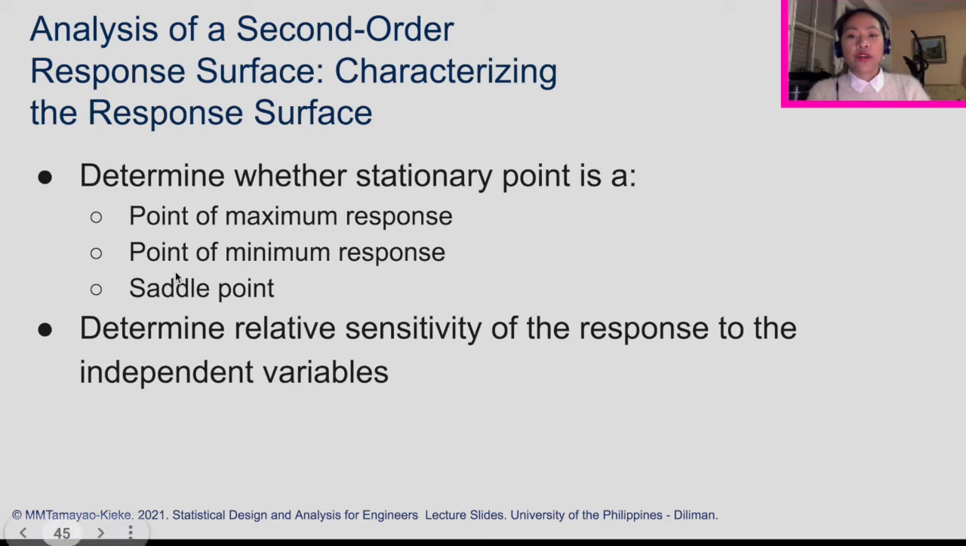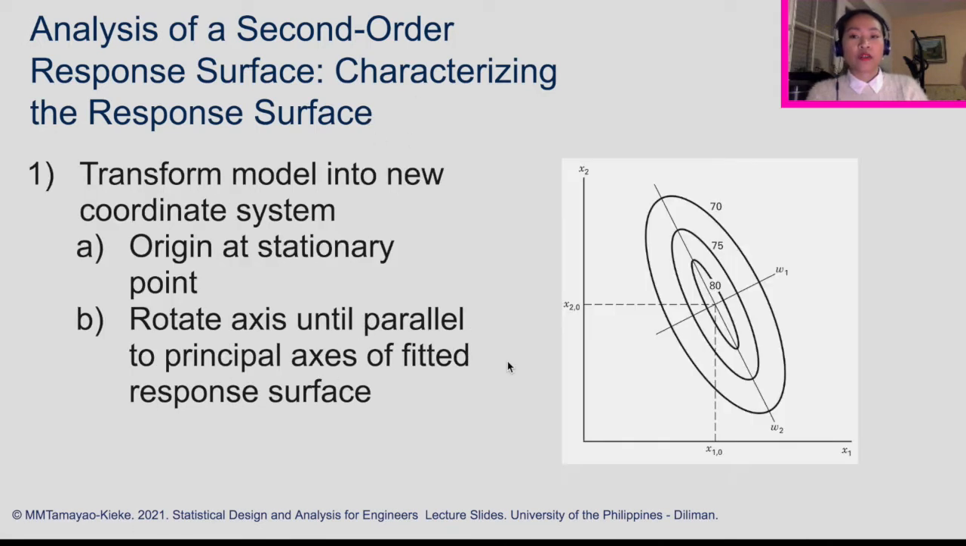Now, of course, you would want to characterize the response surface after determining the stationary point. When we say you want to characterize the response surface, you would like to know whether the stationary point is a point of maximum response or a point of minimum response or a saddle point. You might also want to determine the relative sensitivity of the response to the independent variables. So these are things you would want to know when you are characterizing the response surface.